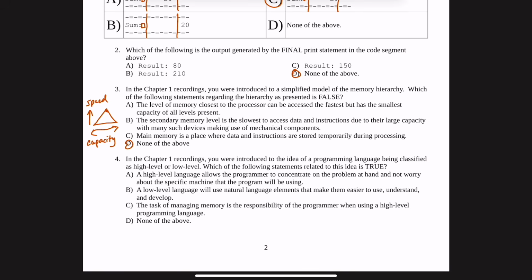Now question 4 asks about the idea of a programming language being classified as high or low level. Remember that we consider C to be a high level language. Which of the following statements related to this idea is true? So A, a high level language allows the programmer to concentrate on the problem at hand and not worry about the specific machine that the program will be using. So this is going to be true.